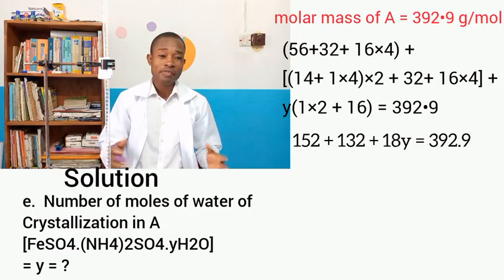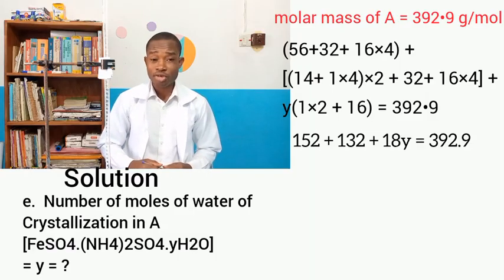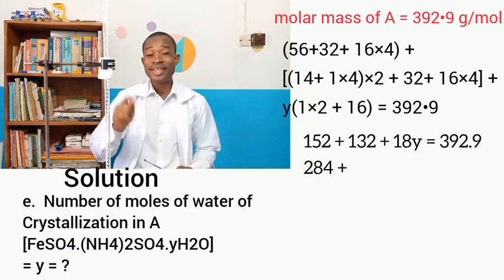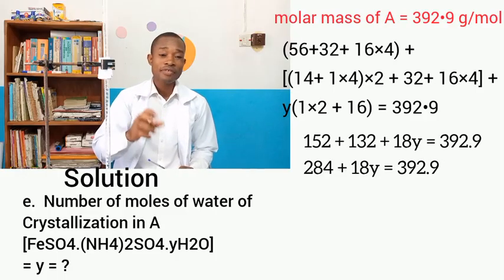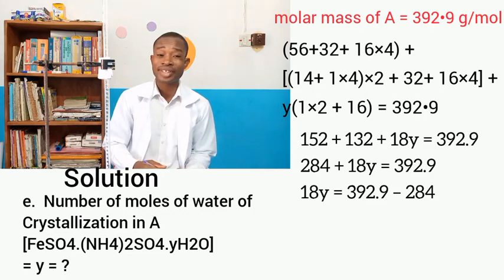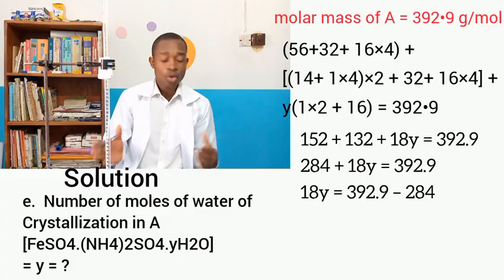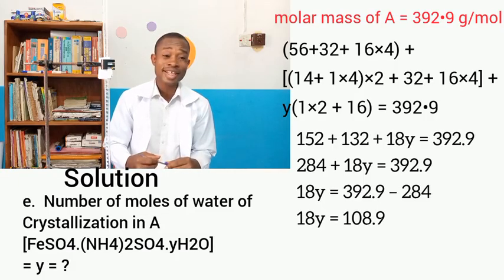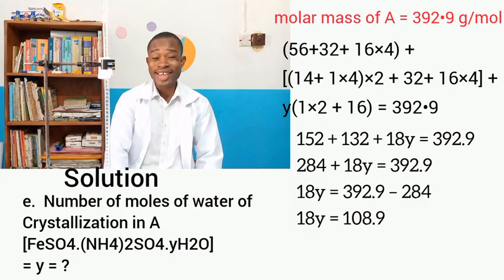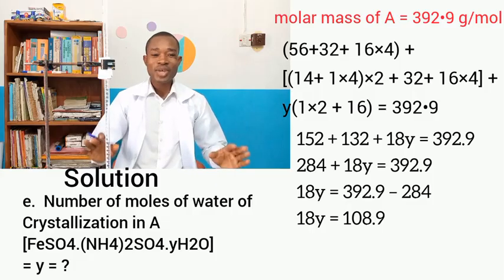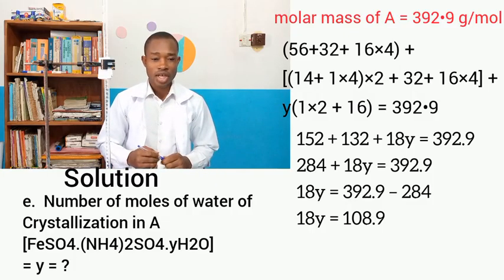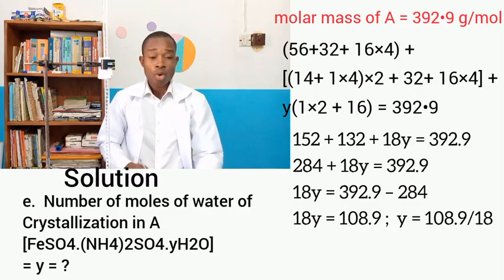So if you add up 152 plus 132, we arrive at 284 plus 18Y. That 284, by collecting like terms, is going to be subtracted from 392.9. If you do that subtraction, we are going to get 108.9. So 18Y is equal to 108.9. And then to get our Y, the number of molecules of water of crystallization, we shall divide through by 18.